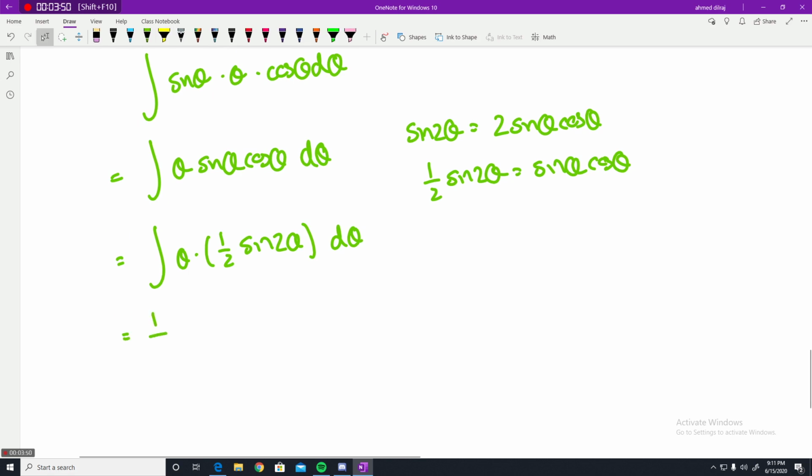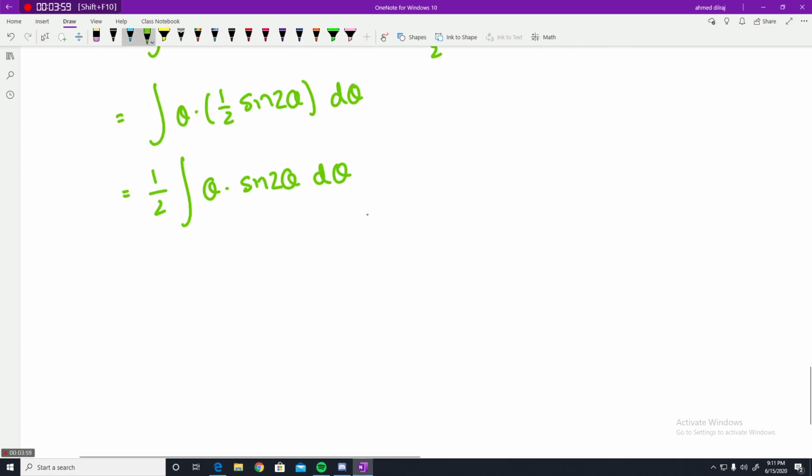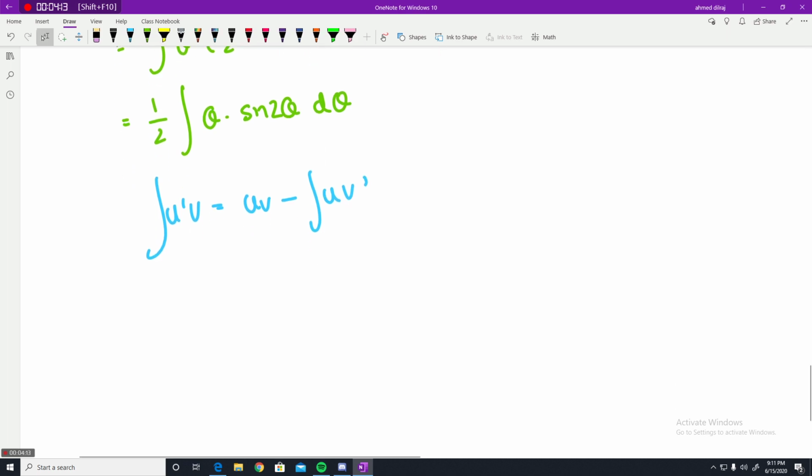Now we can take the constant out the front so it doesn't get in our way, and we're left with this integral. And this integral is actually pretty easy because now it's just a standard by parts, isn't it? So again, we will say the integral of u prime v is equal to uv minus the integral of uv prime. So in this, what are we going to set as our u prime? What are we going to set as our v? Well, it's quite apparent. U prime is 100% going to be sine 2 theta, and v is 100% going to be theta.